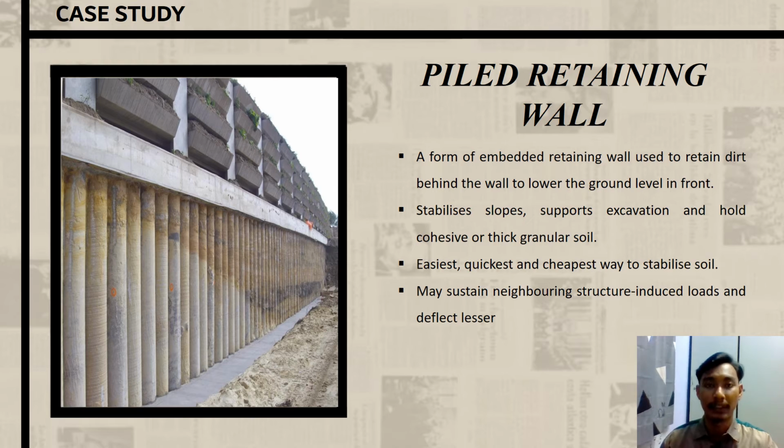Lastly, the pile retaining wall. This retaining wall is a form of embedded retaining wall used to retain dirt behind the wall to lower the ground level in front.